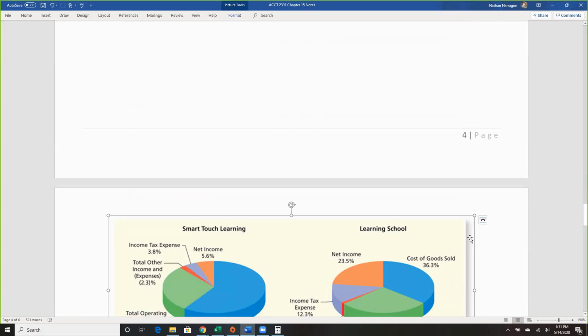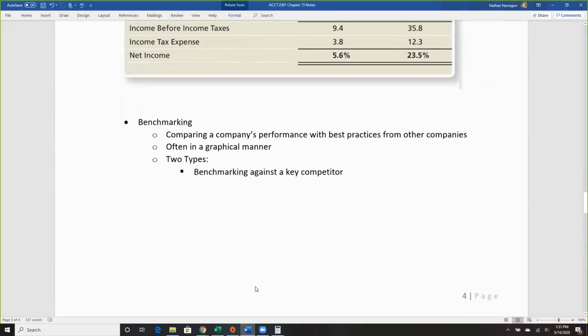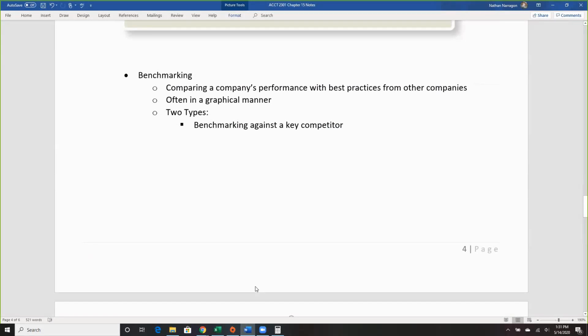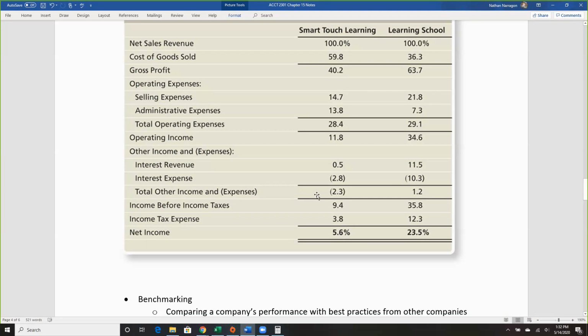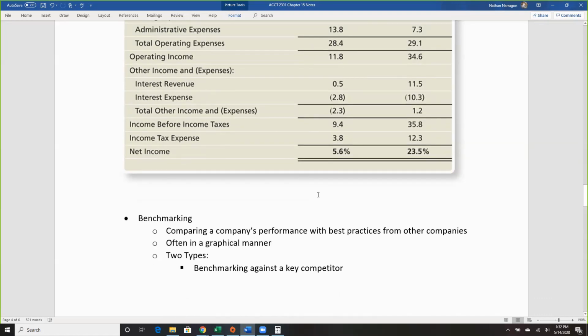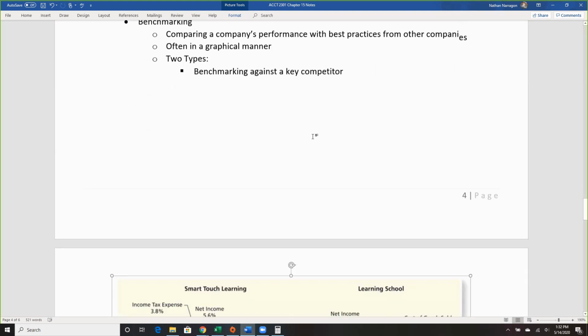Another analysis that goes with vertical analysis is known as benchmarking. Mostly when we look at benchmarking, again, we're comparing a company's performance with best practices from other companies. Mostly we just take this statement right here and make it into a nice graph, usually a pie chart, because they're the best with percentages. So this is known as benchmarking against a key competitor.